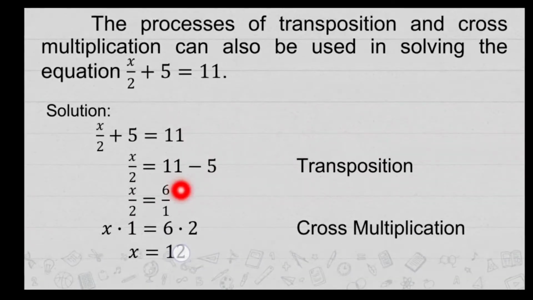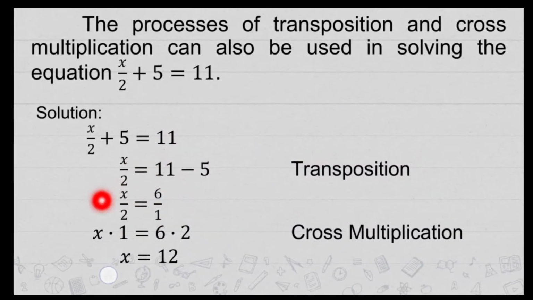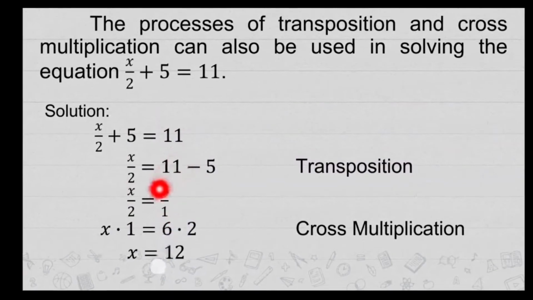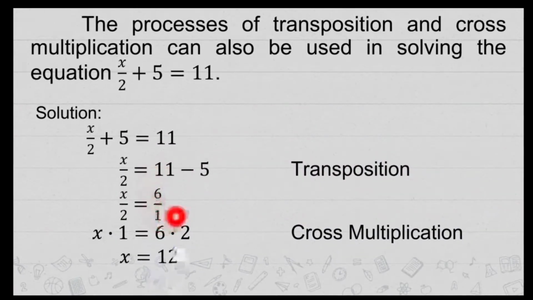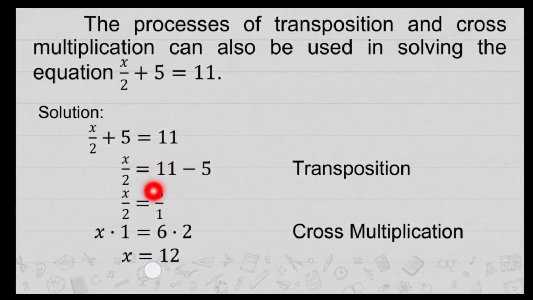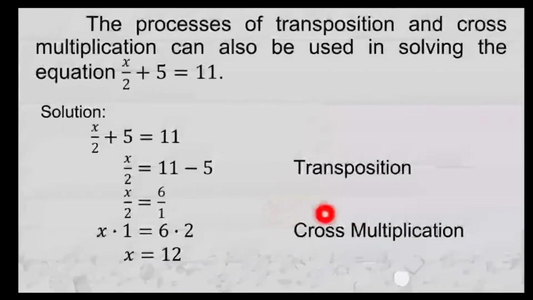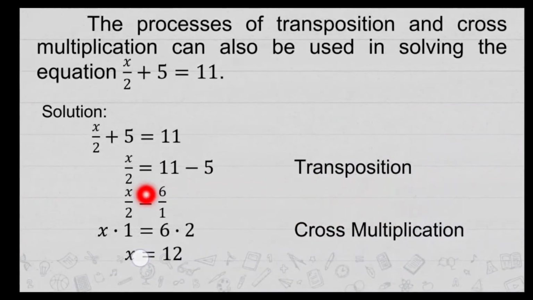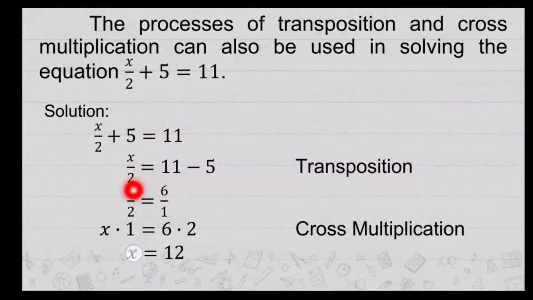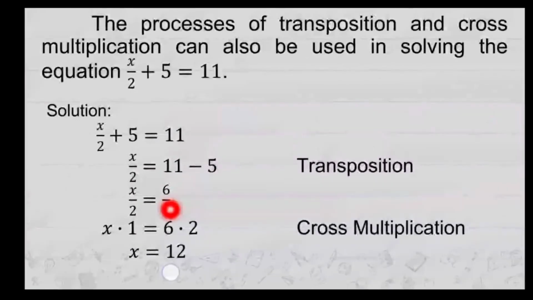Now we're stuck here. On our left side, we have a fraction. Therefore, let's make the value on the right side into fraction form. So 6 in fraction form is 6/1. Now, let's use cross multiplication. When we say cross multiplication, we have to multiply the numerator on the left side by the denominator on the right side.